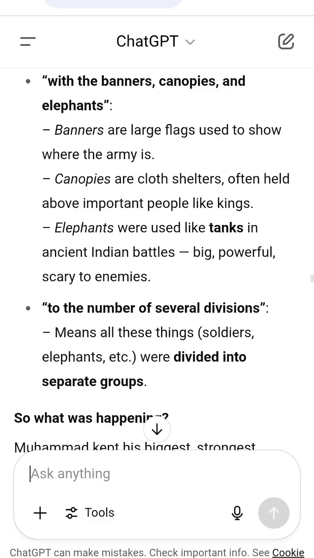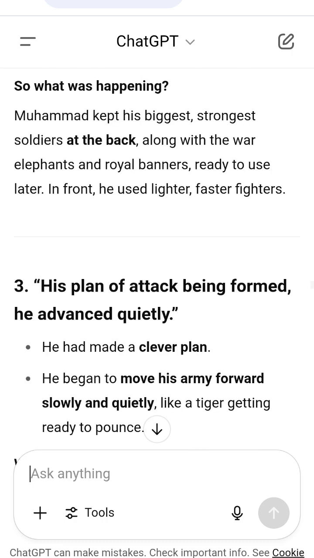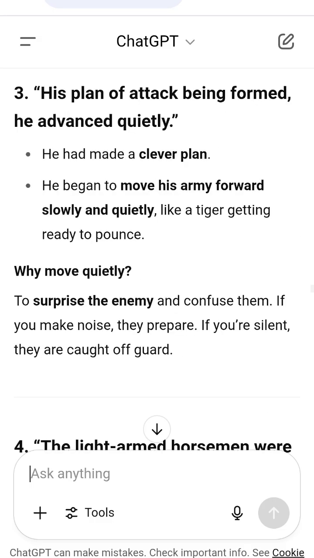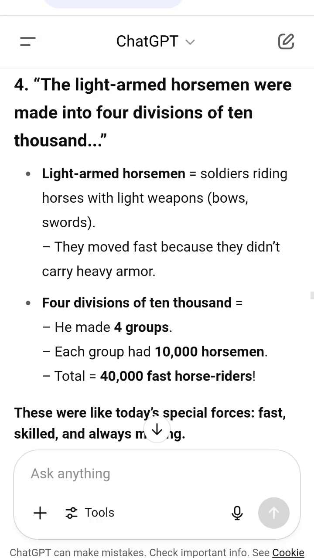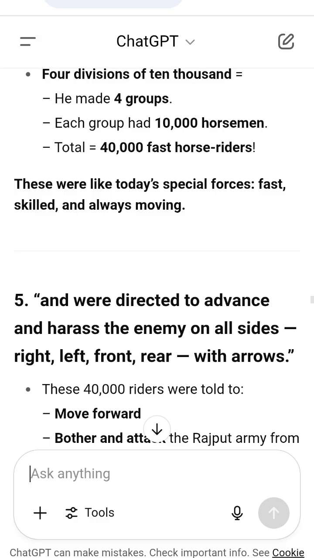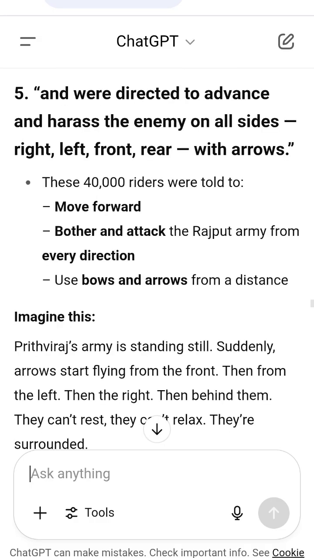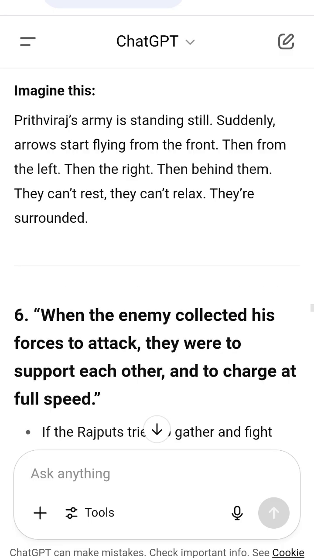He organized his army in neat battle lines. He kept his main forces, strongest soldiers and elephants, at the back in reserve. He divided 40,000 light horsemen into 4 groups. These horsemen were fast and carried bows and arrows, not heavy weapons. Their job was to surround the Rajput army, keep shooting arrows from all directions, front, back, left, right. Confuse and tire the Rajputs by never letting them rest. If the Rajputs tried to fight back, the groups were told to help each other and attack quickly again.